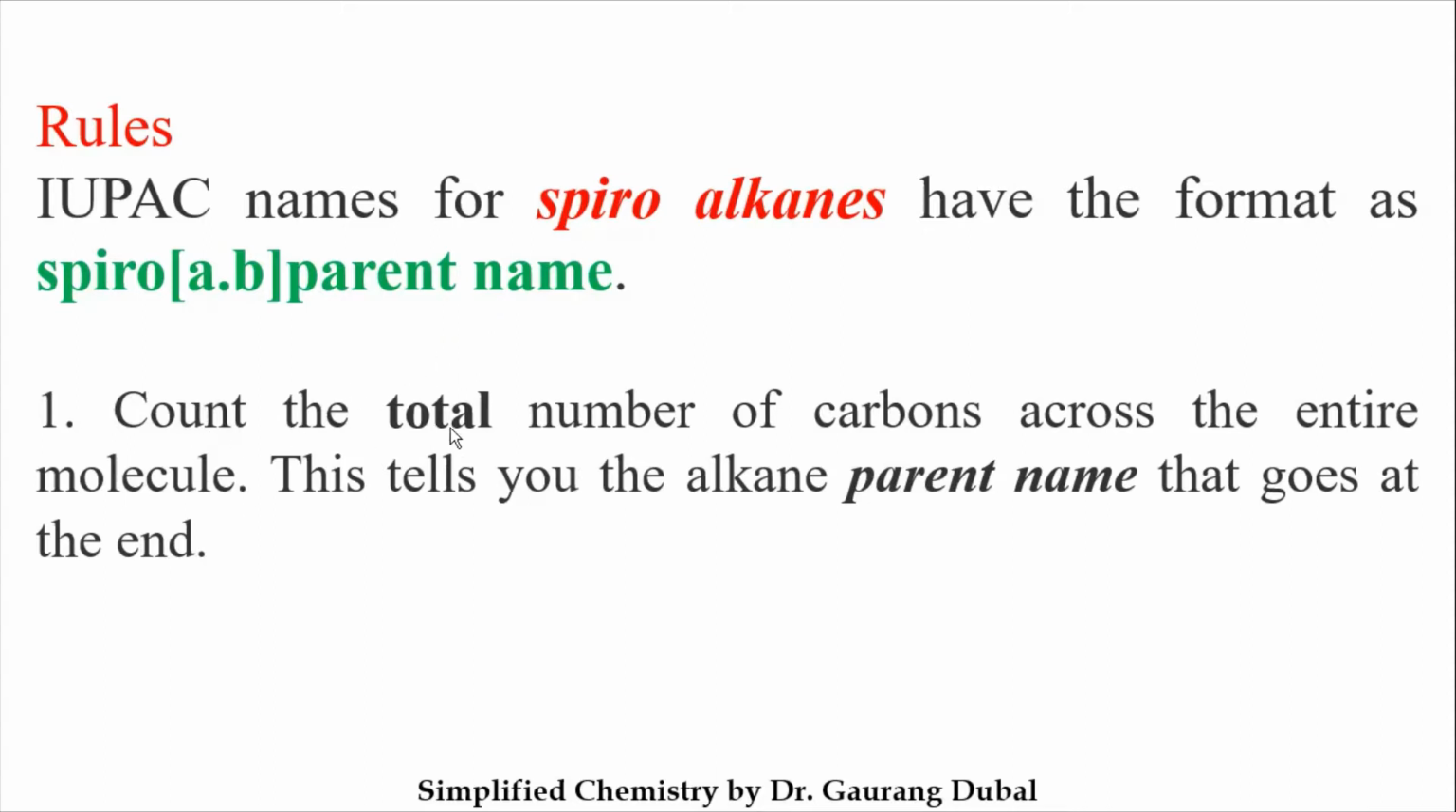First, count the total number of carbons across the entire molecule of the spiro moiety, meaning the entire molecule of the spiro rings, not outside the ring but the rings which construct the spiro structure. This tells you the alkane parent name that goes at the end. Suppose you have a total of 10 carbons, then in the parent name you have to write decane. If 6 carbons are there, then you write hexane.